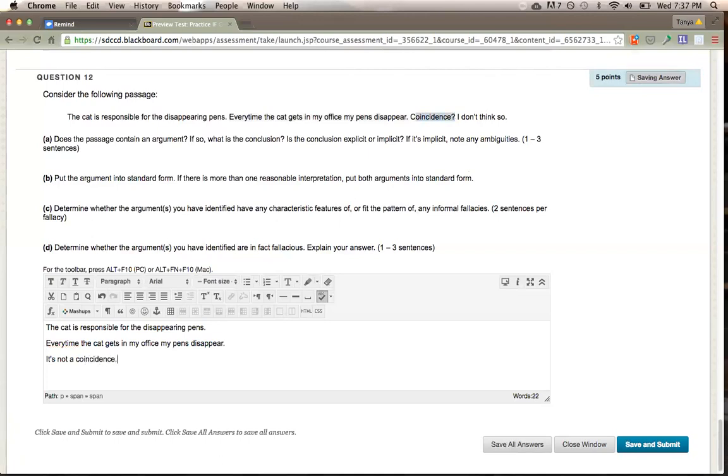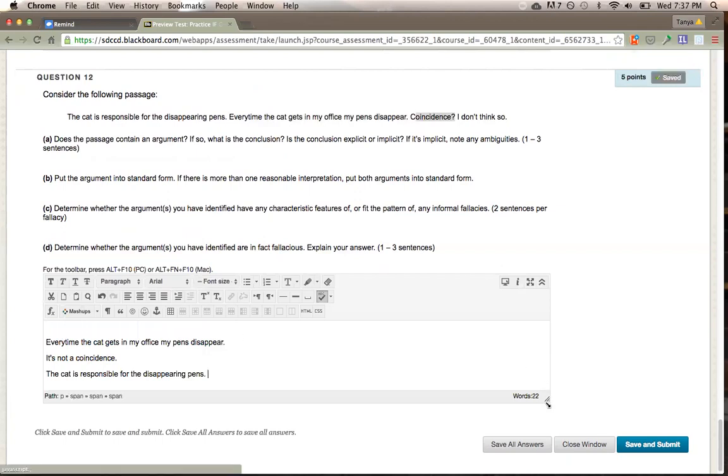Now you might have been tempted to translate this as "I think it's not a coincidence," but I think that is unnecessary guarding language. It's not really a claim about what we think, and we don't need to guard it so much. Instead, we can just say it's not a coincidence. That's what's being claimed. Okay, do any of these statements support the others? Are any of these the conclusion? Yes, the conclusion is the cat is responsible for the disappearing pens. Reasons: every time it gets in my office, pens disappear. It's not a coincidence. Therefore, the cat is responsible for the disappearing pens.